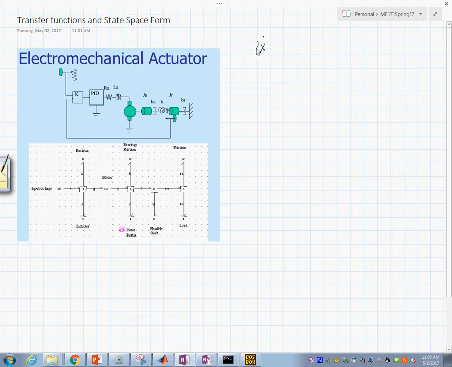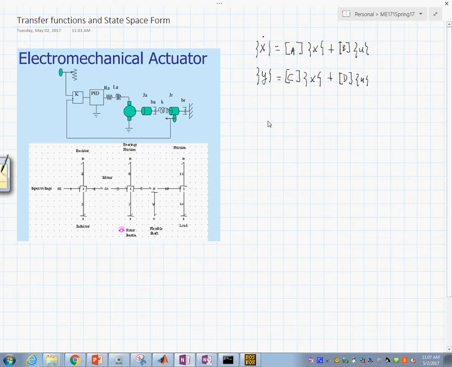It says x dot is equal to matrix A times the vector of state variables plus the matrix B times the vector of inputs, right? It also says that the output vector is equal to the matrix C times the state space vector plus the matrix D times the input vector. Correct? Okay.